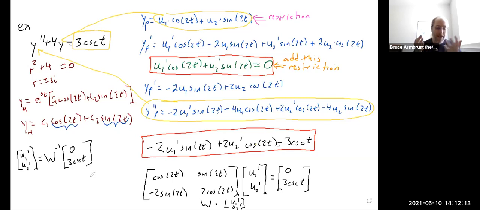All right, so check it out. We've got the process now to find this. We just have to get the inverse of this matrix and multiply it by the 0, 3 cosecant of t. And that'll get us our u1 prime and our u2 prime. Okay, so I'm going to spare us a little bit of time here. I'm just going to jump to what this ends up equaling, because you know how to find the inverse of this. It's just a 2 by 2 matrix. So in a worst case scenario, just go ahead and blitz through and find it.